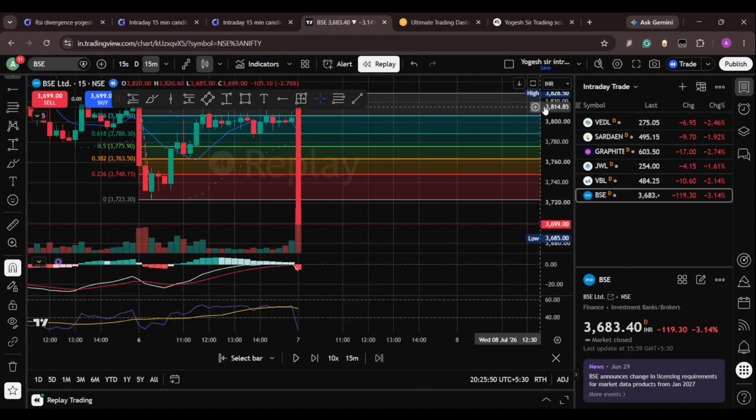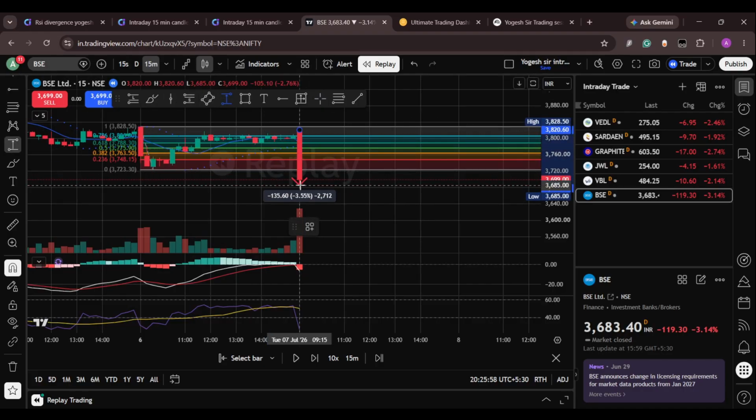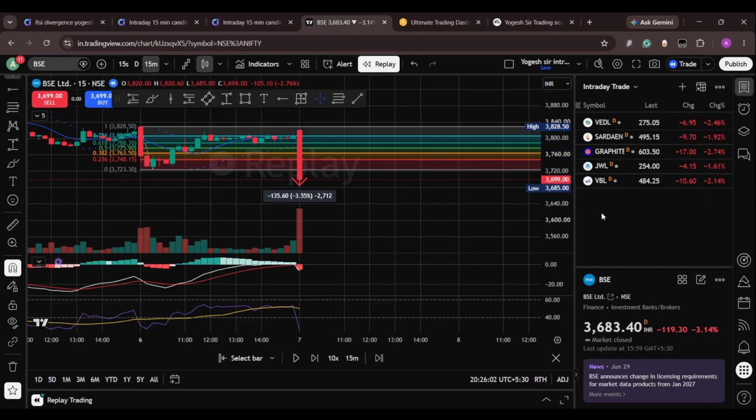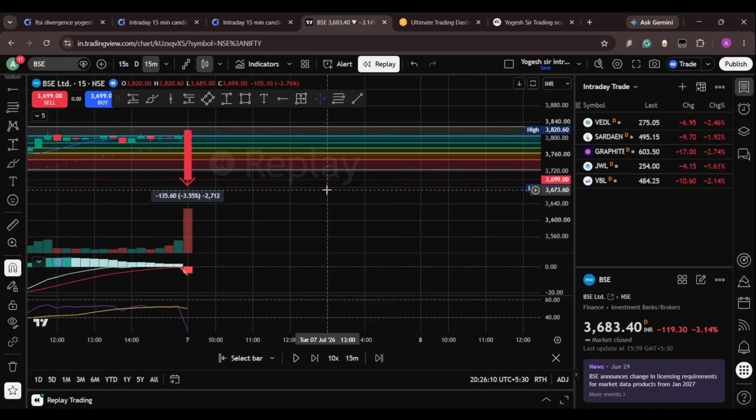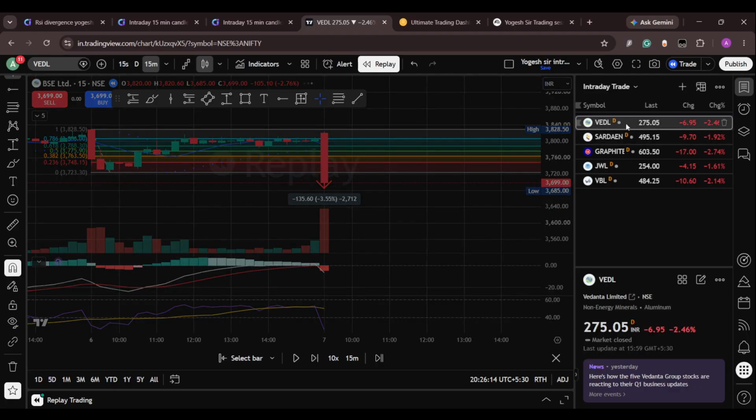Next, BSE. 3.55. This is out. Now, from the remaining five stocks, I need just one stock. Let's go and check that out.